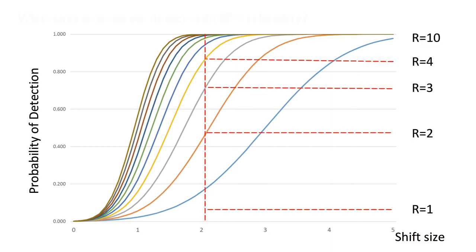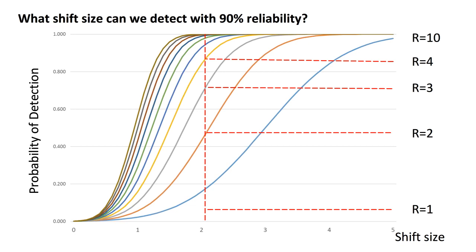You can also go the other direction and ask, what is the probability for each sampling plan to detect a particular shift size? And here we see the probability of detecting a shift of 2 standard deviations. You'd have less than a 10% chance of seeing a shift of that size if you used a single control. You'd have about a 50% chance of detecting the shift if you used a repeated control, and the probability of detection is about 100% if you were to average 10 controls.